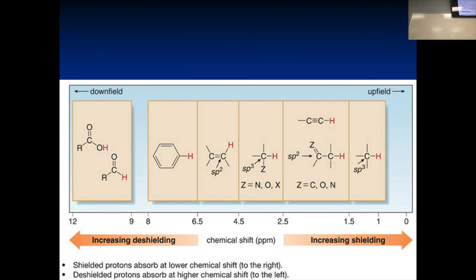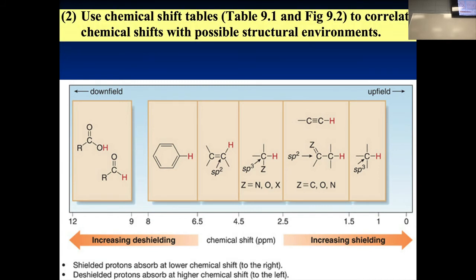These rough regions would be a good thing for you to have in your notebook. You can actually look these values up in a table. Your book has a table of ranges where you're going to find different types of hydrogen. But you're not really going to have time to use that on an exam. You're going to have to use rough figures. You do have chemical shift tables in your book.